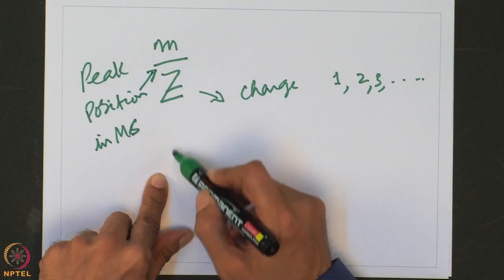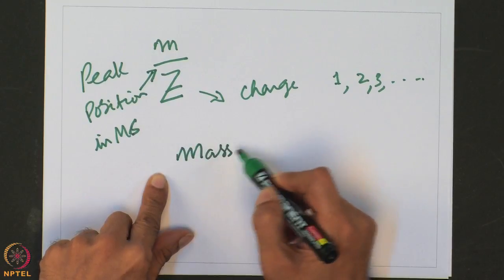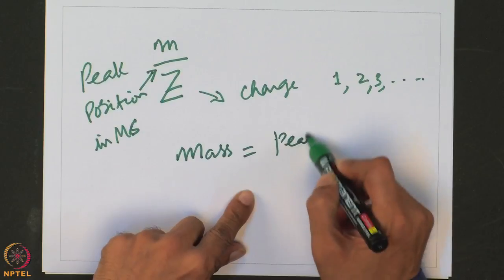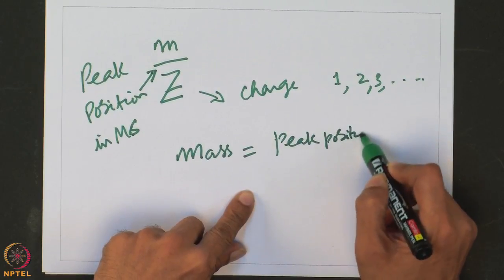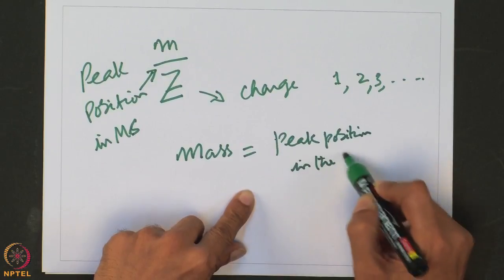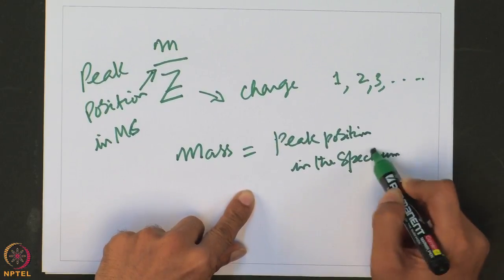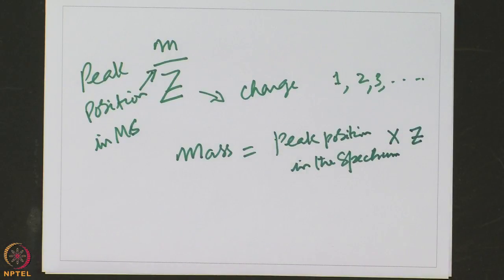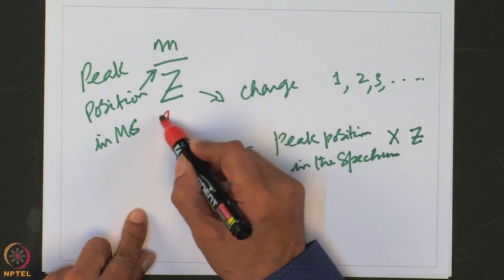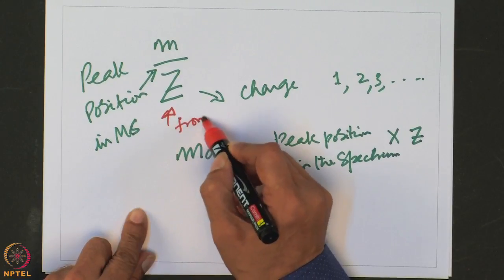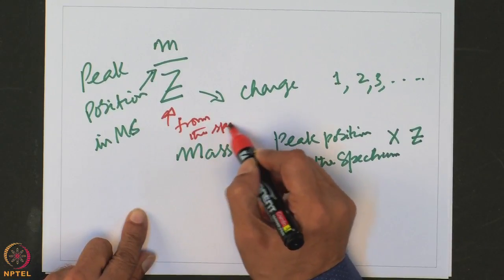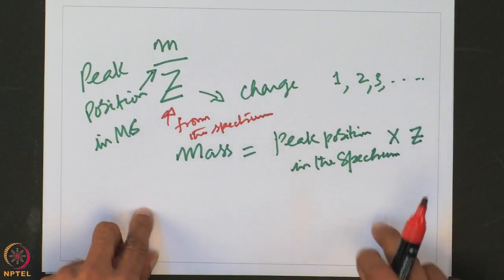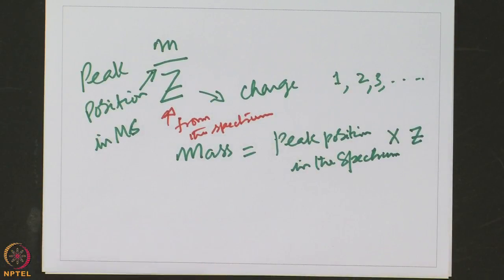If you want to get the mass, it is equal to the peak position in the spectrum multiplied by the z value. So, this will give the actual mass. You will find the peak position from the spectrum, and you can also find the charge. Therefore, you can get the mass of the species. So, this is an important thing.